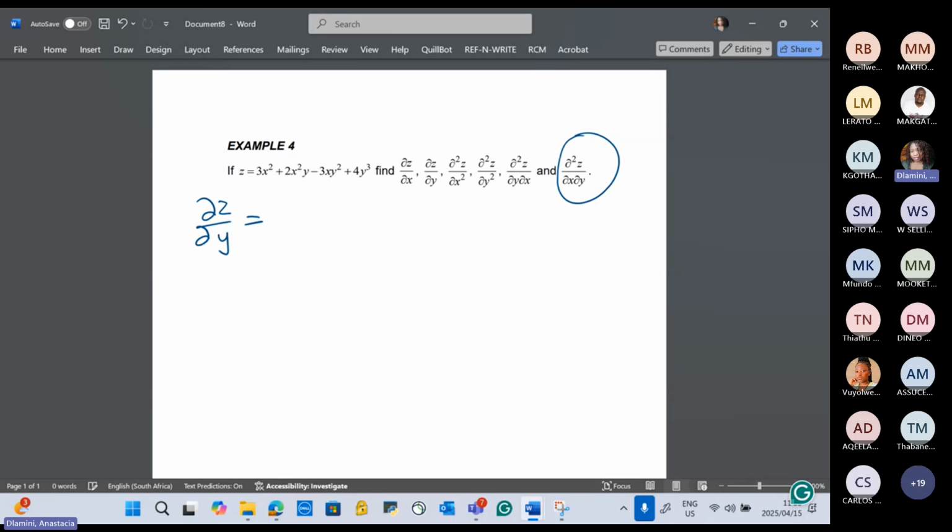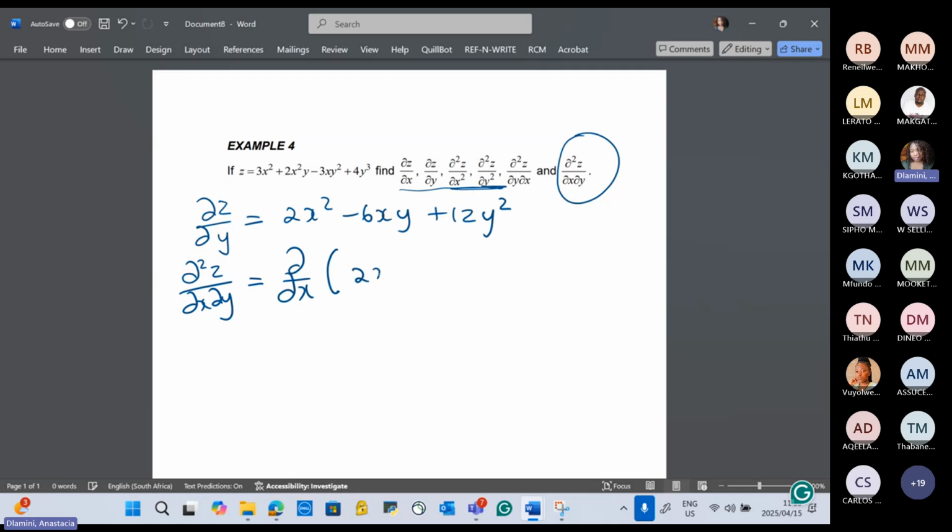I wanted a different voice again. 2x squared minus 6xy. Now, someone should not ask me where we got this. We calculated it. So meaning that you go partial x, partial y. So then you want the partial derivative with respect to x of this one, which is 2x squared minus 6xy plus 12y squared.